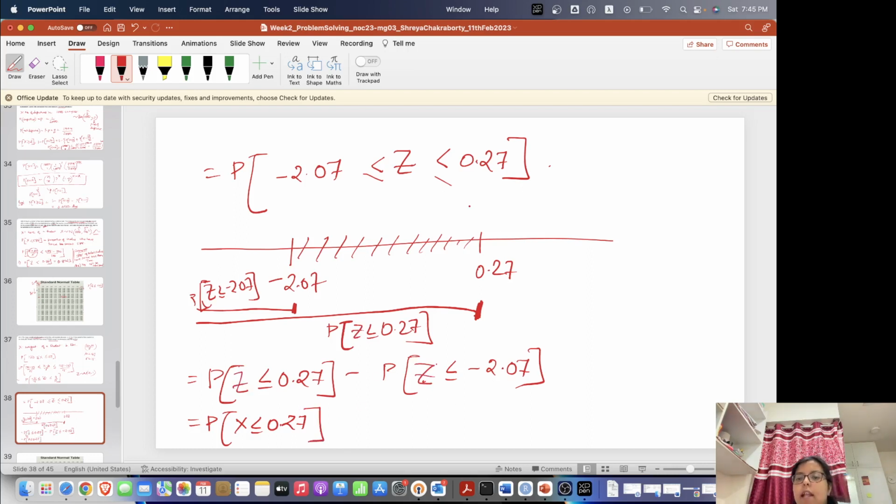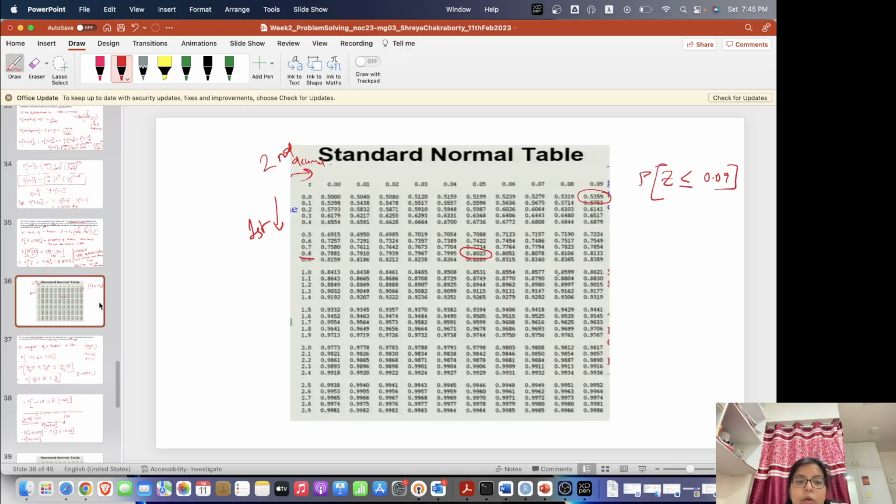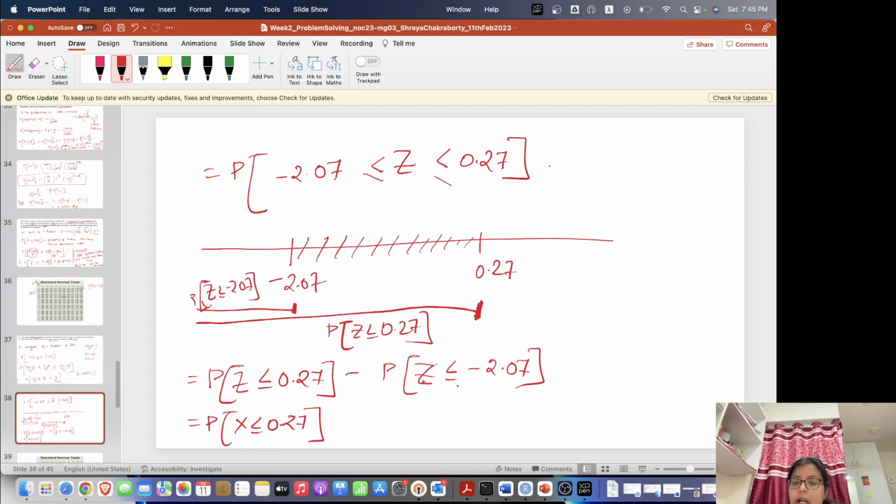Now, if you remember, the table will not have any negative values. So if I have to convert this one, suppose this is the distribution of a standard normal distribution where the mean is 0. The probability that something is less than minus a means this area.